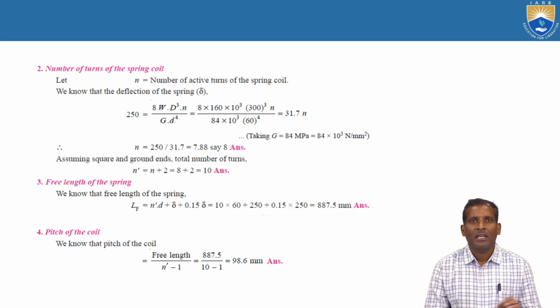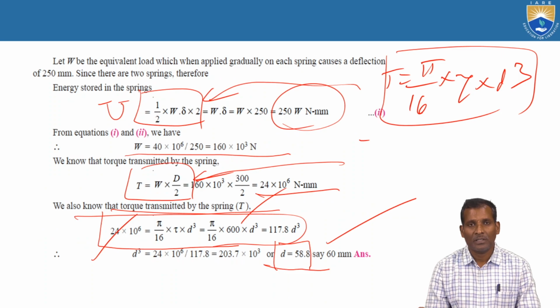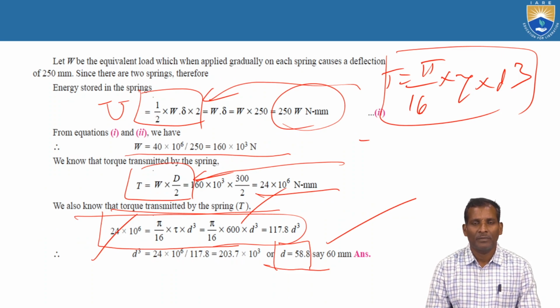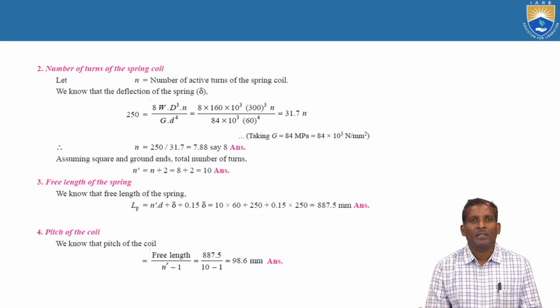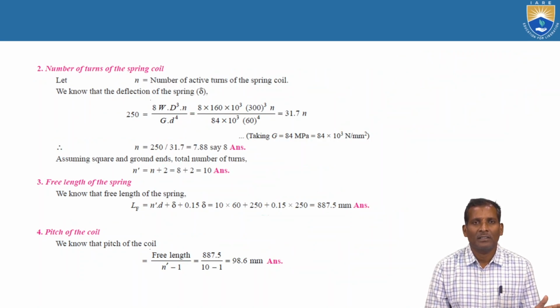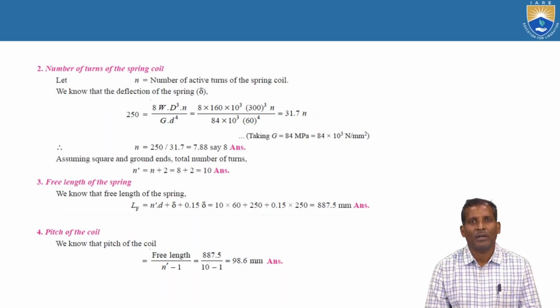Next one is the number of turns of the spring coil. So the first step is completed. The mean diameter is already given and the wire diameter was unknown. So the wire diameter is calculated. Next we need to calculate the number of turns of the spring coil and then the free length and pitch of the coil. Then only your design will be completed.